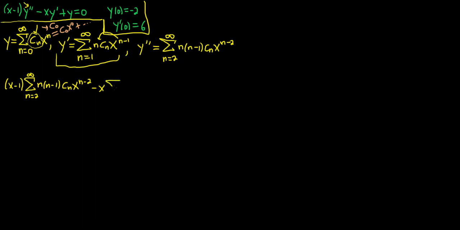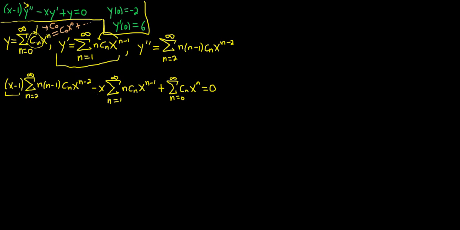I'm trying to be really careful. It's really easy to mess up in these problems. So we're going from 1 to infinity, and c sub n, x to the n minus 1. And last but not least, we have y, so plus infinite sum, as n runs from 0 to infinity, c sub n, x to the n, and that is equal to 0.